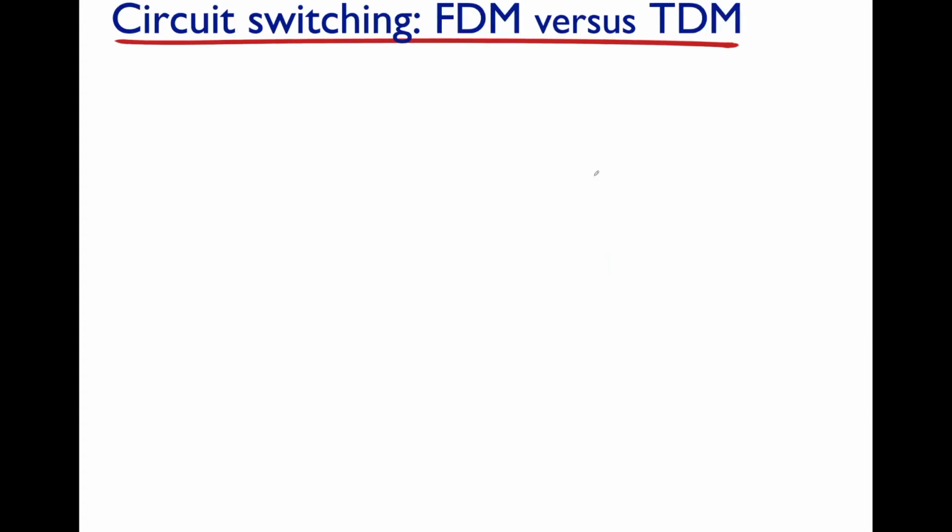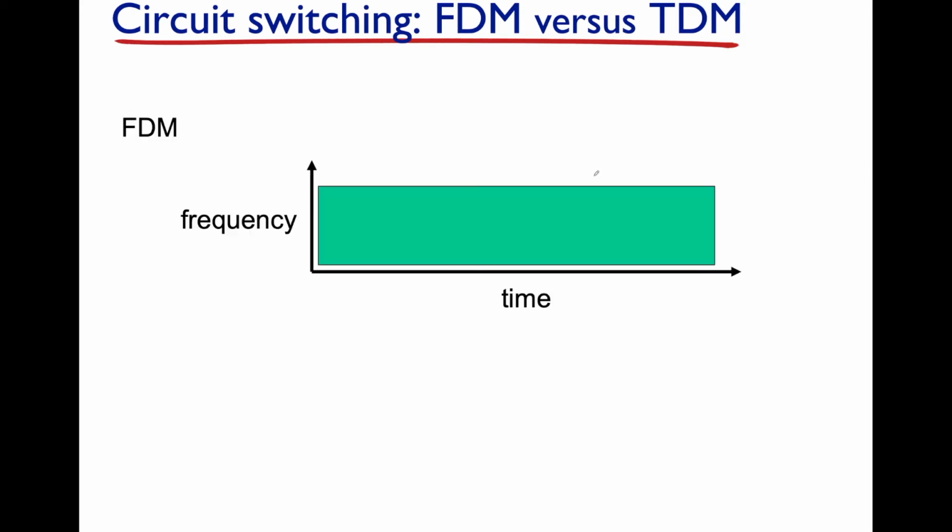Some of the methods that circuit switching uses come in two major flavors. One is called frequency division multiplexing, or FDM, and the other is called time division multiplexing, or TDM. So here we have a depiction of frequency division multiplexing, FDM. We have time going along the horizontal axis, and we have frequency going along the vertical axis.